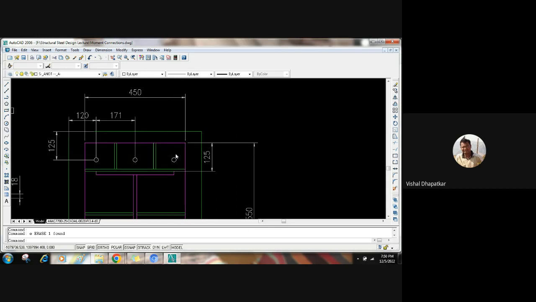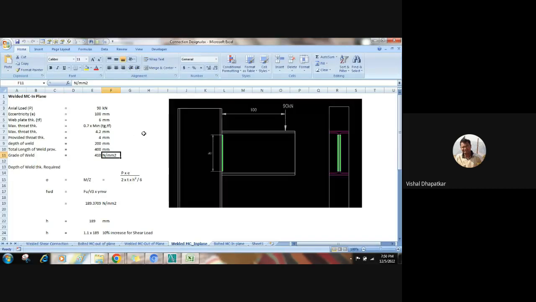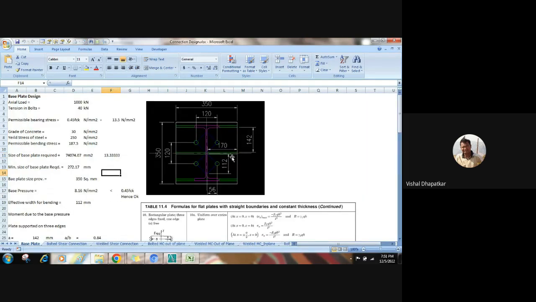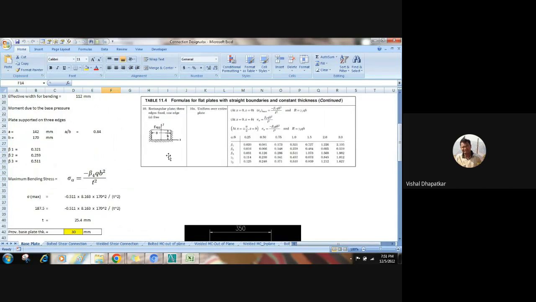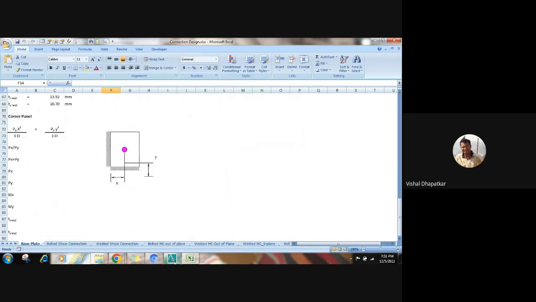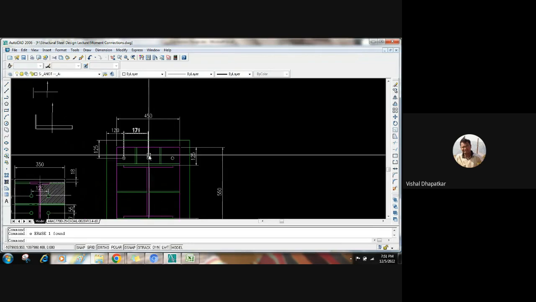One is for the base pressure, it will be supported on two edges. So again we will look for the plate supported on two edges, and we will work out the thickness for this portion. And for the tension in the bolt, it is quite simple as compared to this one.